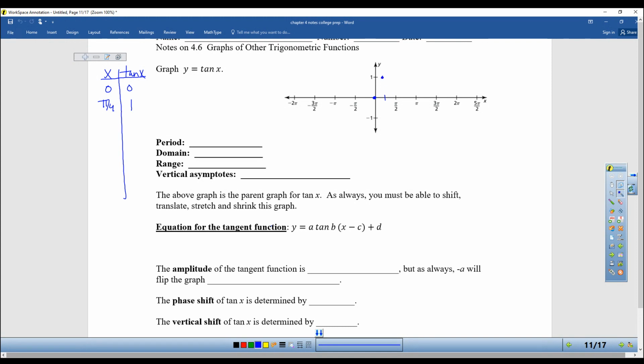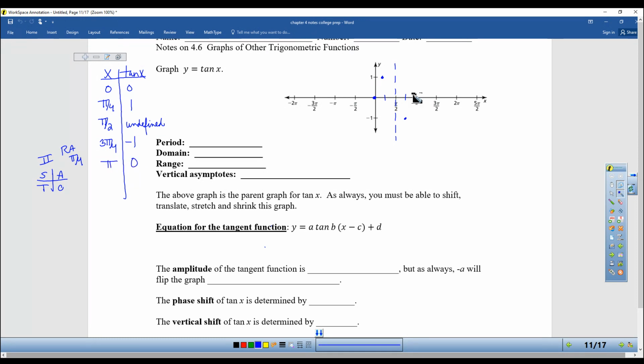Pi fourths is 1. And when we get to pi halves, though, we run into some trouble because tangent of pi halves is undefined. So what we're going to put there is an asymptote. And then tangent of 3 pi fourths. The reference angle is pi fourths, so it's still going to be 1. But since it's in quadrant 2, tangent is negative in quadrant 2. So it's negative 1. So now here I am at 3 pi fourths and negative 1.